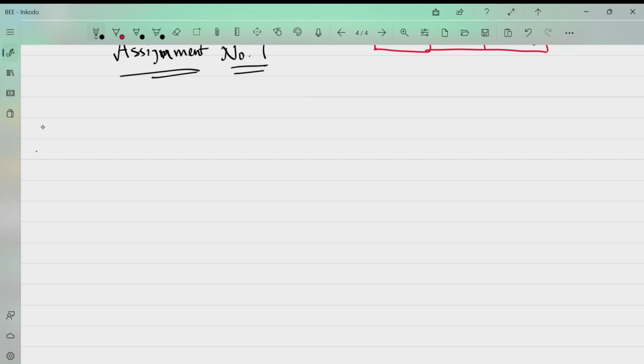तो अभी तक जो मेश एनालिसिस हमने किया, हमने खाली वोल्टेज सोर्सेज यूज किए. Now if there is a current source, with a current source there will be two cases. One, if the current source is, say for example you have a circuit like this.